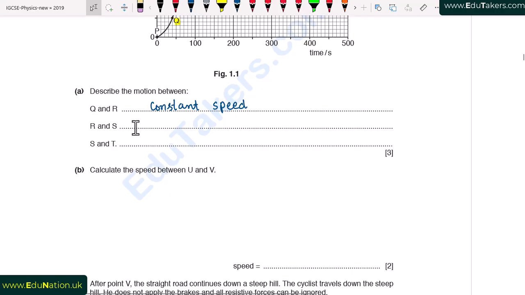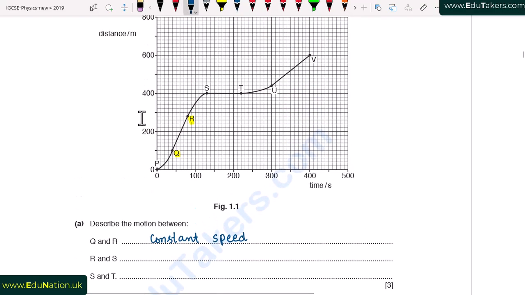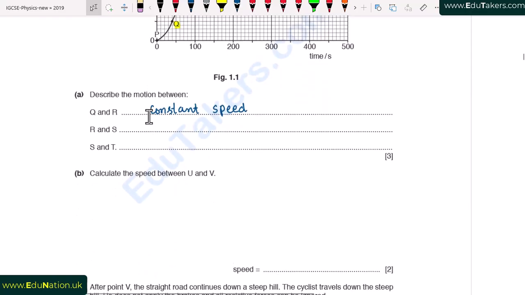Second part is R and S. So here is the first point R and second is S. We can see that from R to S, the acceleration of the body is decreasing. It is a curved path. So we can simply say that with the increase in time, the velocity or speed of the body is decreasing. So there is deceleration. I write here.